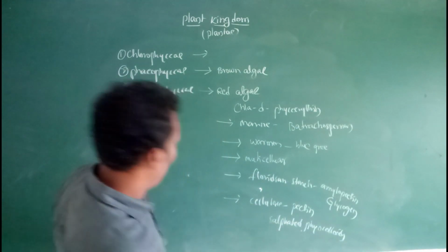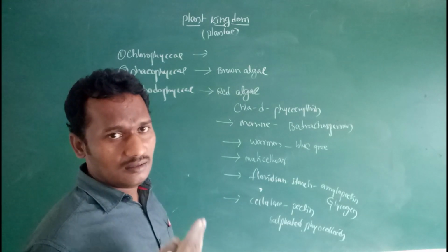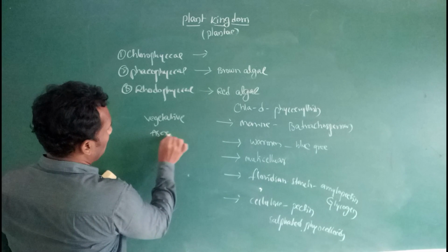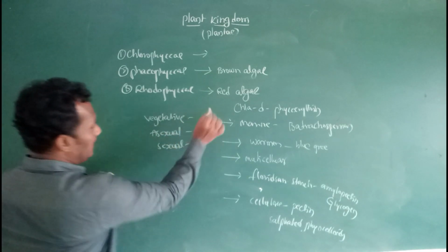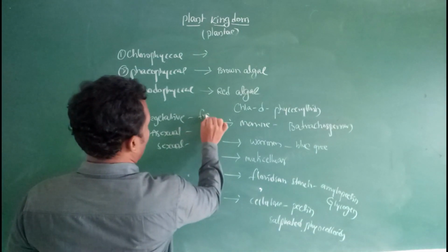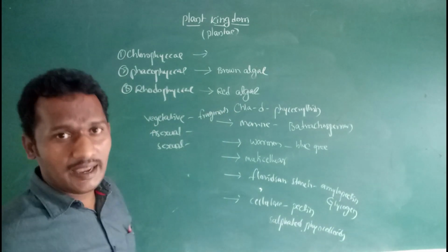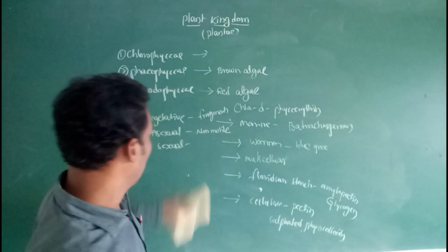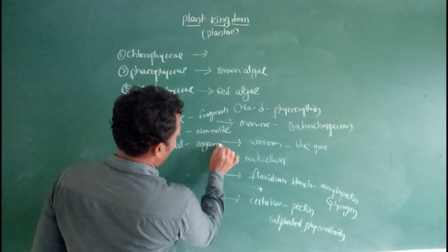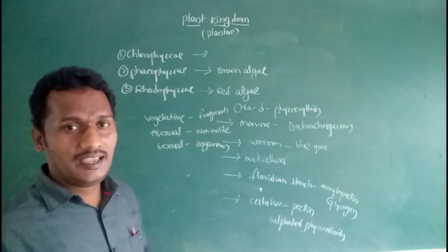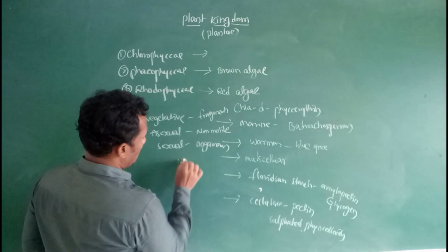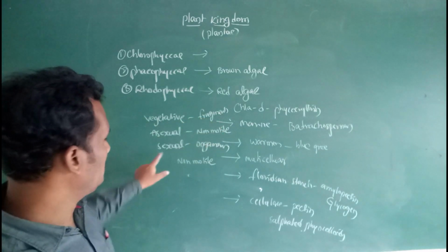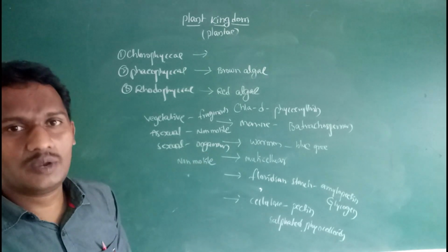Then Rhodophyceae members also reproduce by vegetative, asexual and sexual methods. Vegetatively by fragmentation. Asexually by non-motile spores. Sexually by the oogamous type, where the gametes are also non-motile.